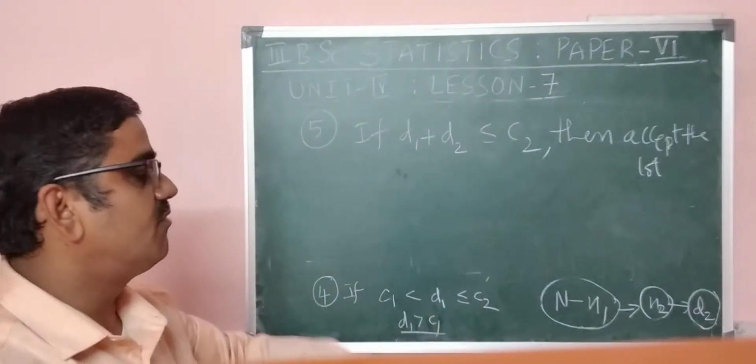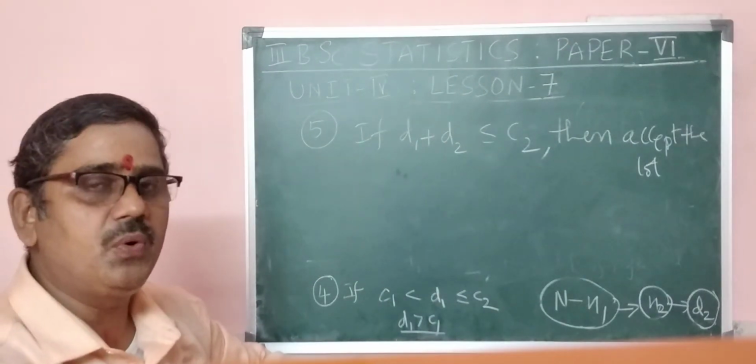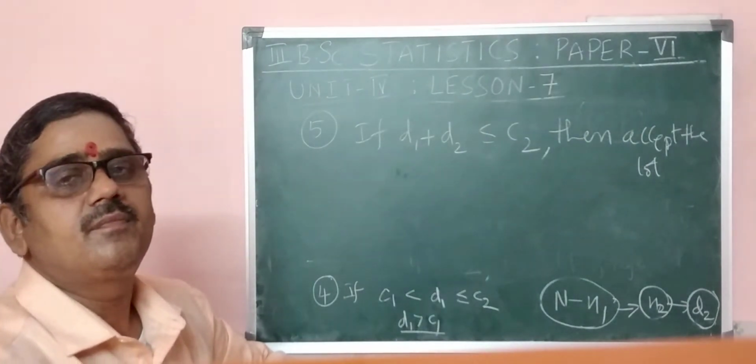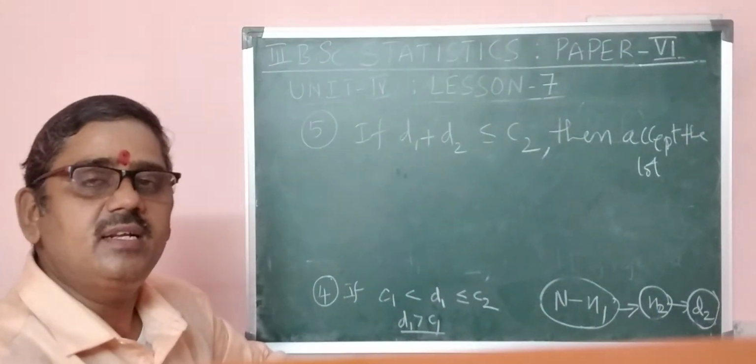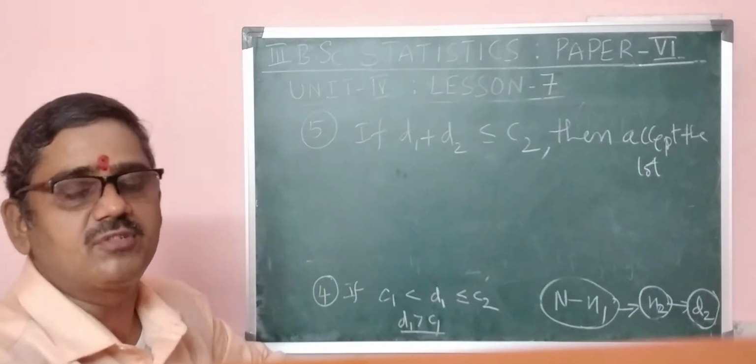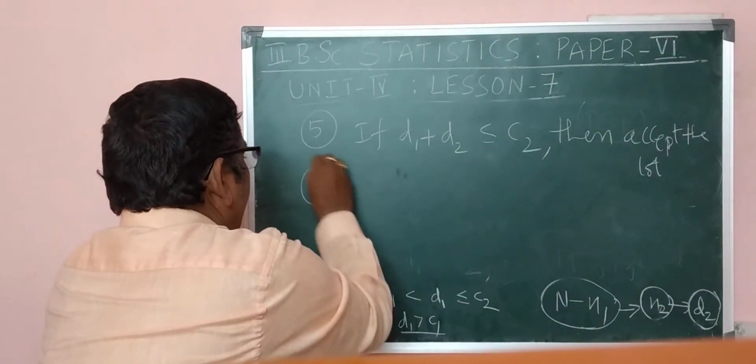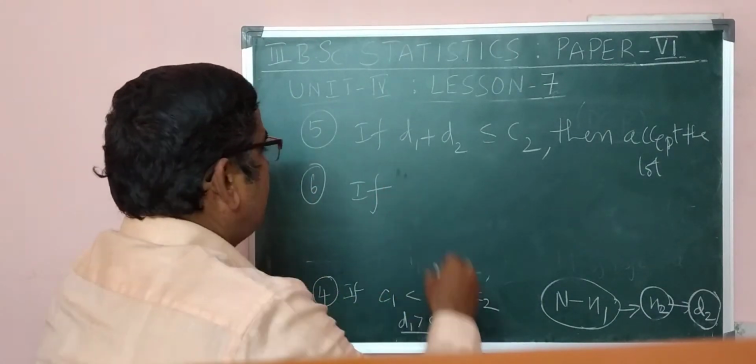If D1 plus D2 is less than or equal to C2, then we accept the lot by replacing defectives with non-defectives, that is, good ones. That is the fifth point. And the sixth point, I hope you can easily guess.